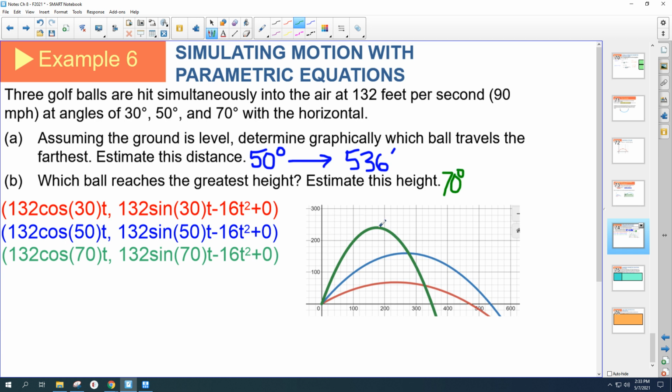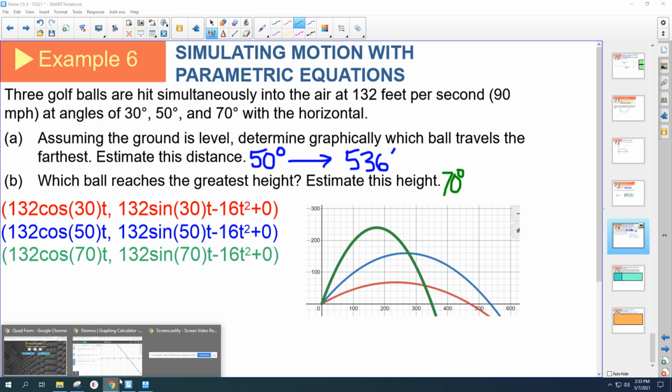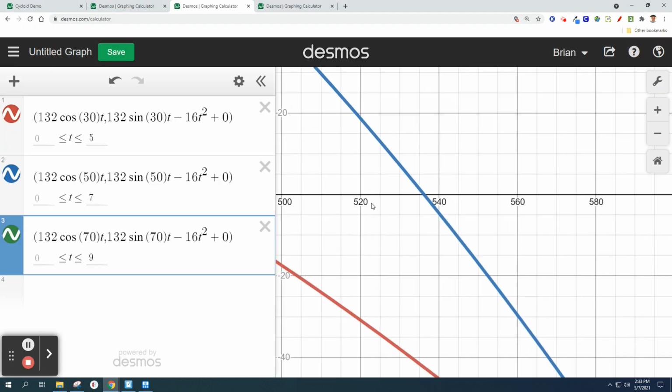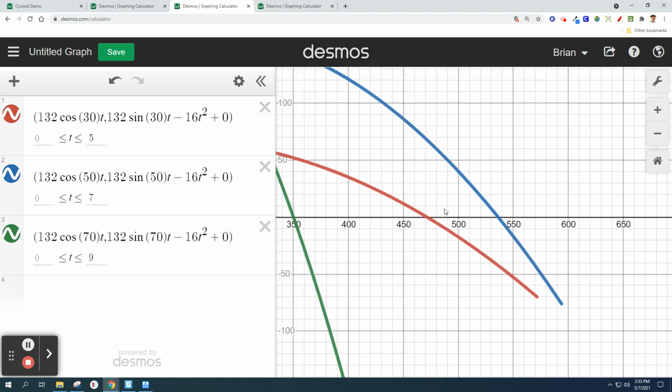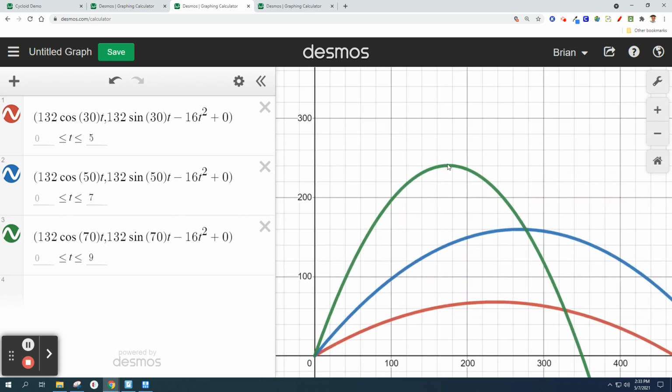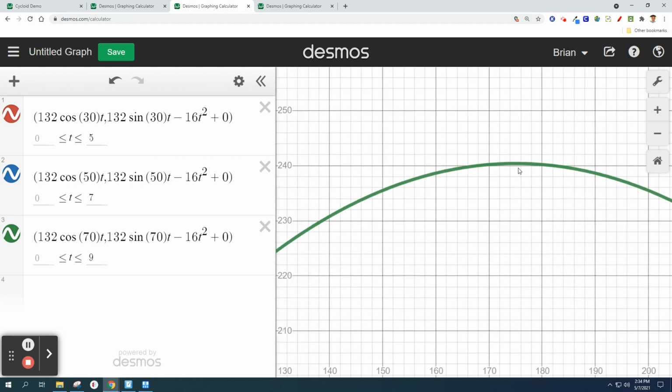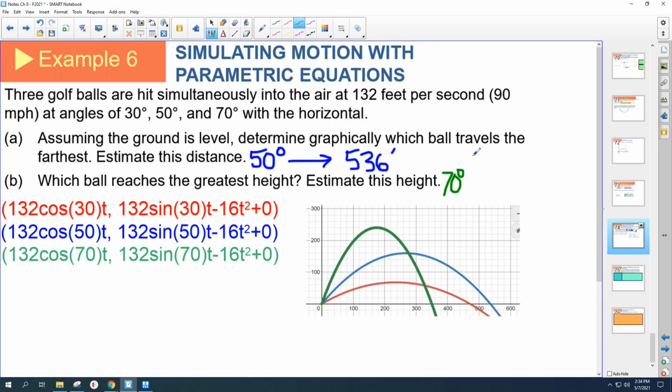So we can see that height looks to be about 240. We can zoom in if we want. Yeah, 240 is pretty close. Let's just call it 240 feet.